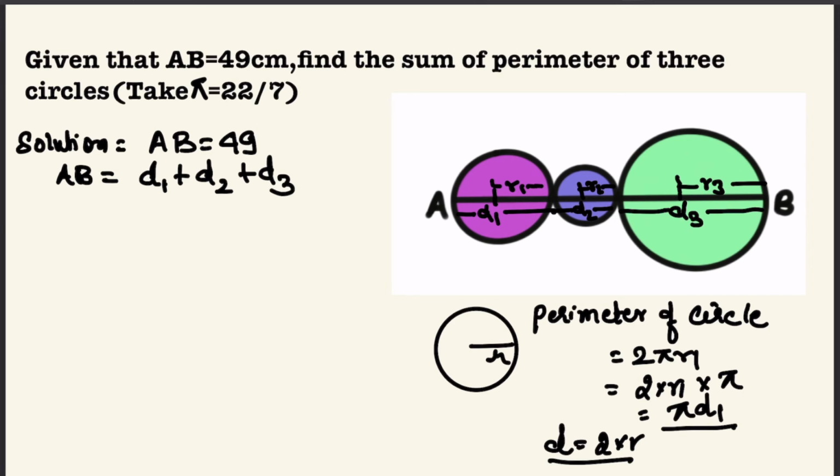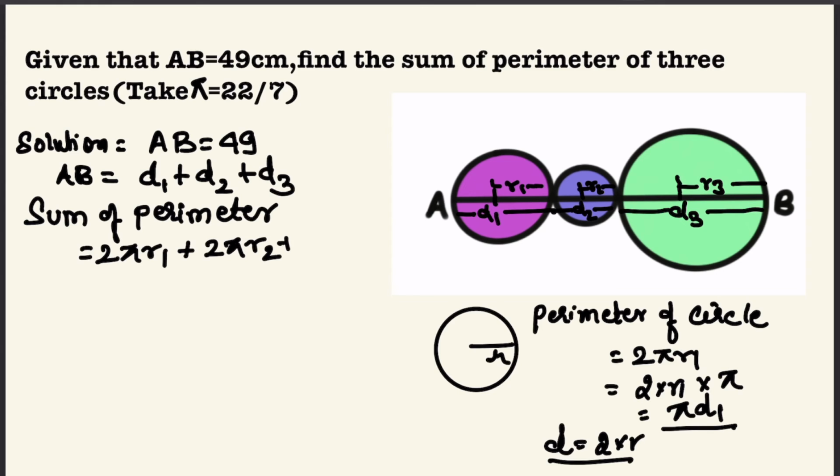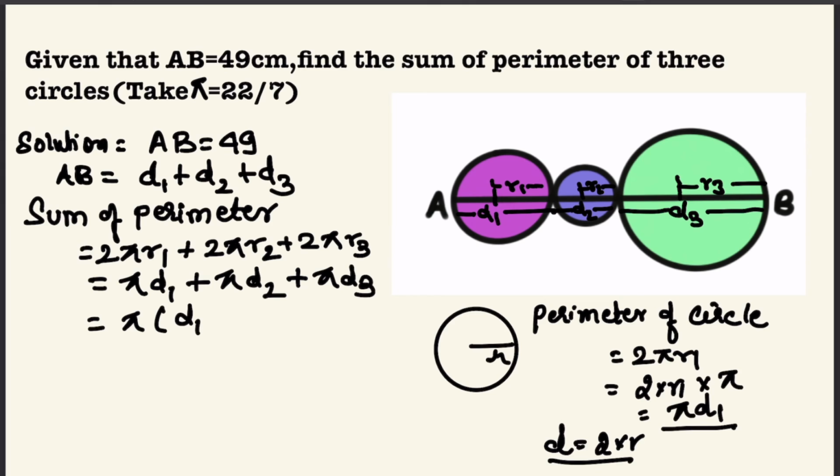Now we have to find out the sum of perimeters, which is equal to 2 pi r1 plus 2 pi r2 plus 2 pi r3. Since the sum of the diameters is given, I will write the perimeter in terms of their diameters, which is equal to pi d1 plus pi d2 plus pi d3, and taking pi as common, pi times d1 plus d2 plus d3.